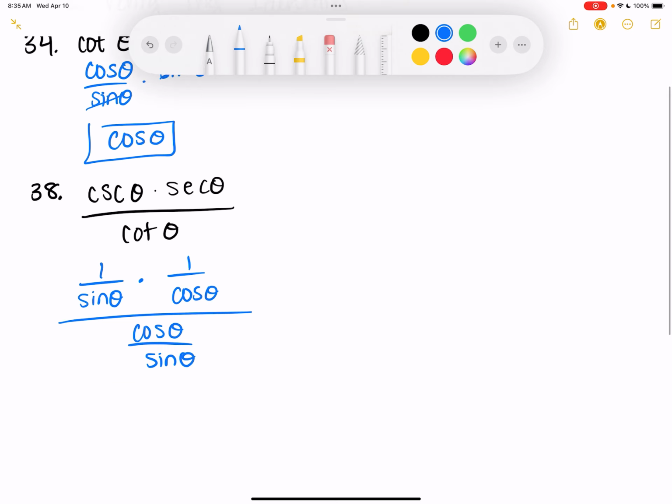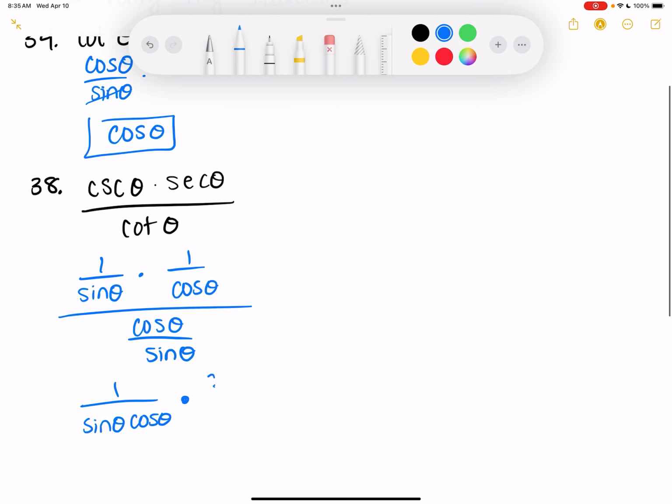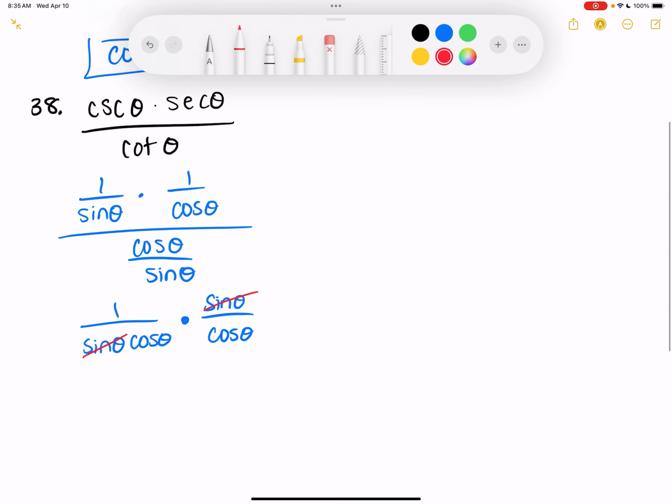So on the top, I'm just going to combine those as 1 over sine theta cosine theta, because that's the same thing that's written there. I've just simplified it into one thing. Times, flip this, sine theta over cosine theta. So now everything's being multiplied, so I can cancel the sines out here. 1 over cosine squared theta.